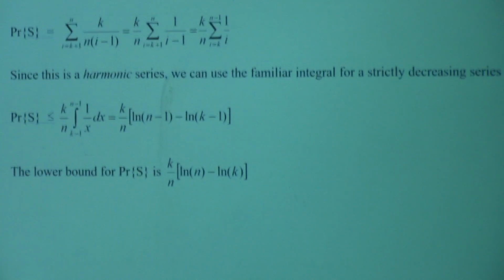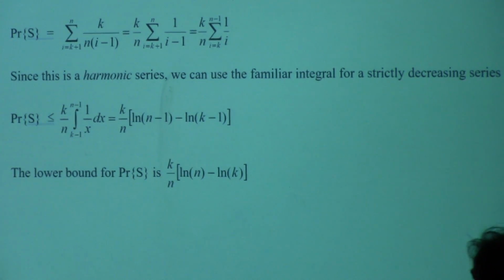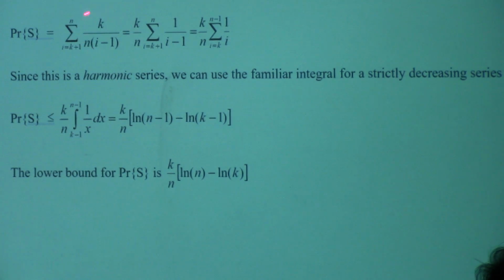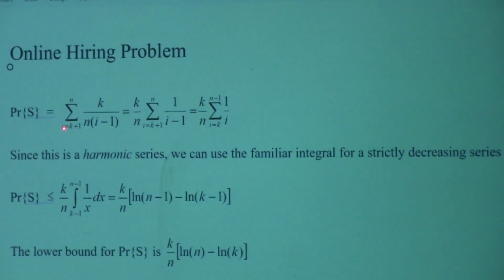So, let's do the summation. We need to add all the S sub i's together. So the probability of S, you understand that this is just S sub i, right? Probability of S sub i. So I'm going to sum it from k plus 1 to n. Why k plus 1 to n? Because it's 0 from 1 to k. Okay, good. So we're going to do that.